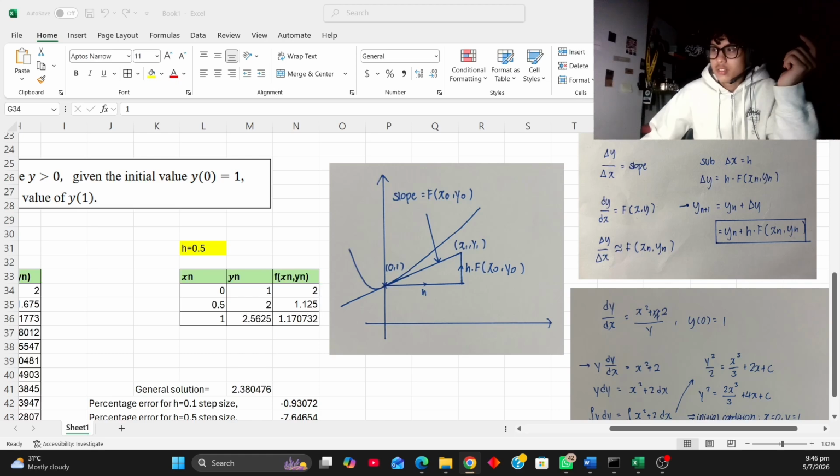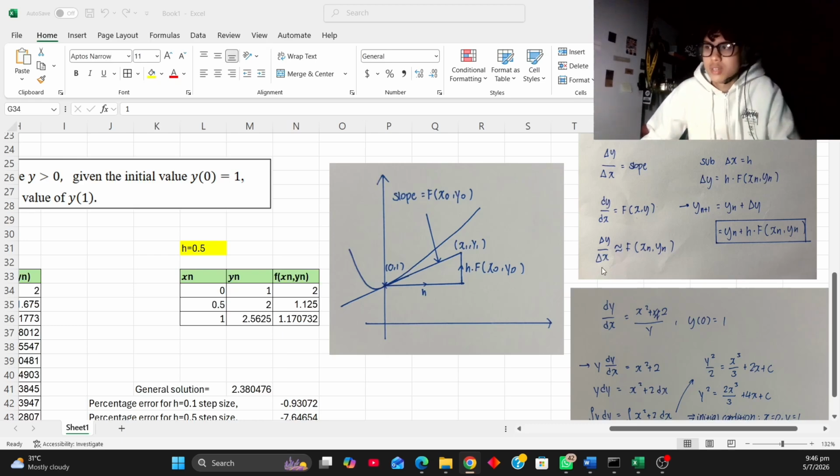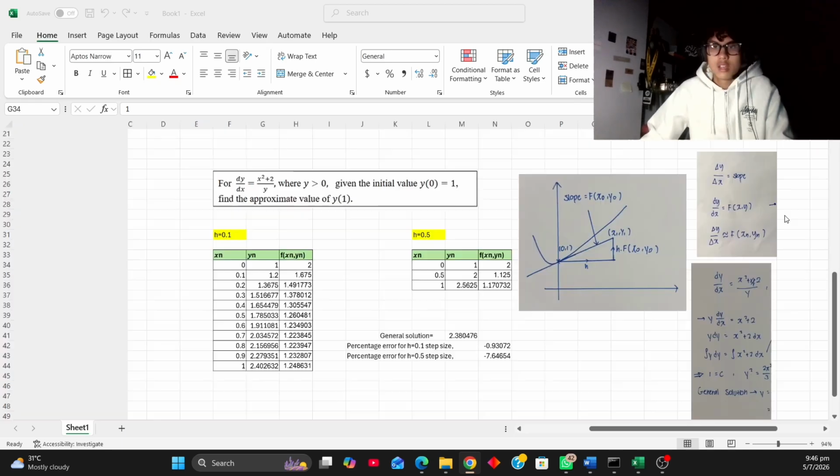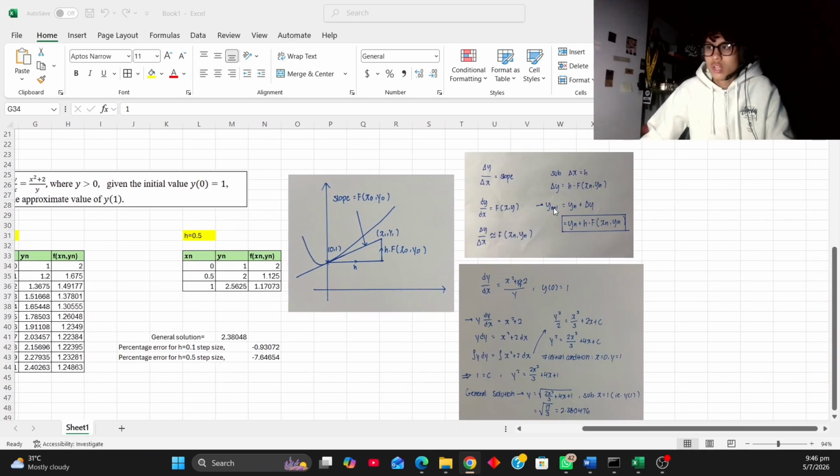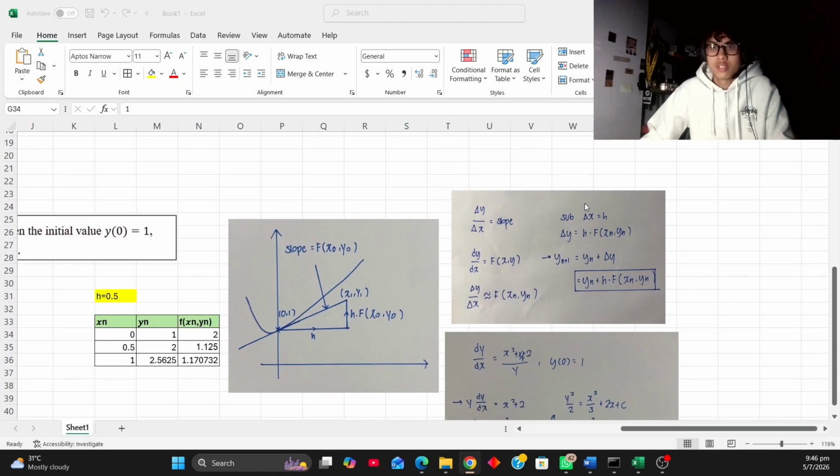At this point, the differential equation gives us the gradient or slope of the tangent line, which is this line over here, this long straight line here. And instead of following the unknown curve, Euler's method assumes that the tangent line is a good approximation over a small distance. So now I'm going to derive the Euler's formula itself.